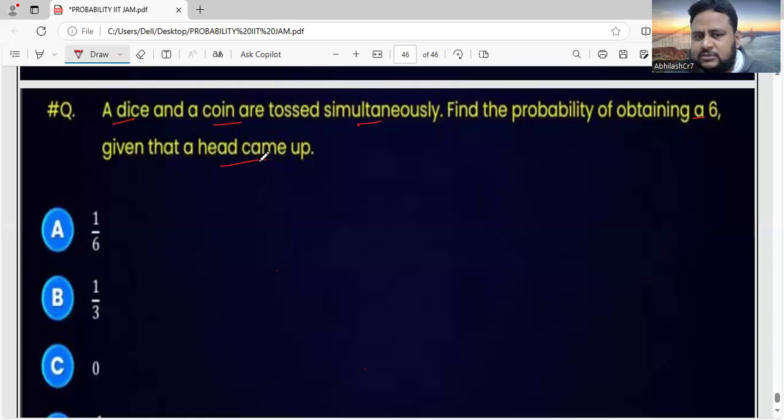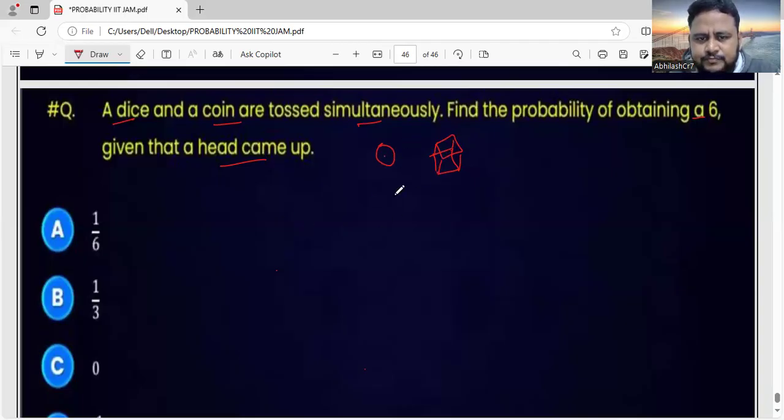So here, first of all, we have to understand. We are throwing a coin, and another one is a dice. A dice is a cubical structure, numbered. This is a coin, head or tail will be there.